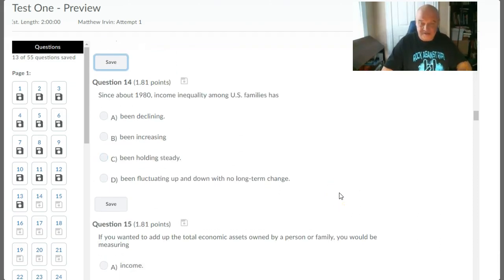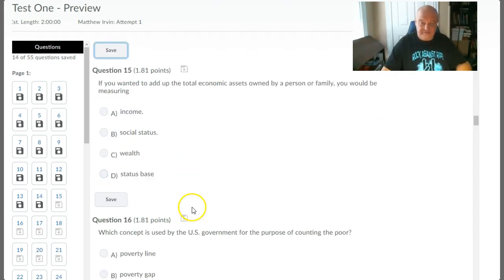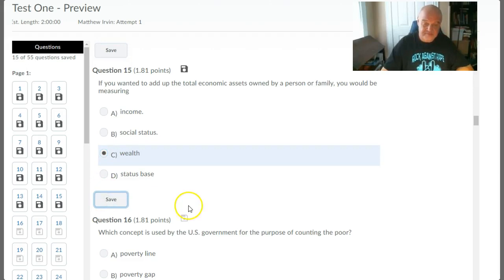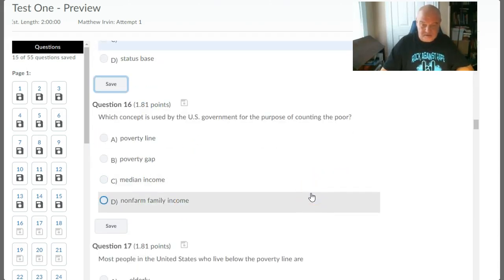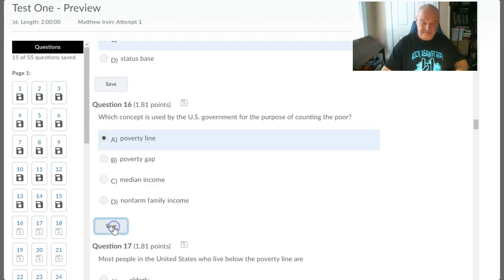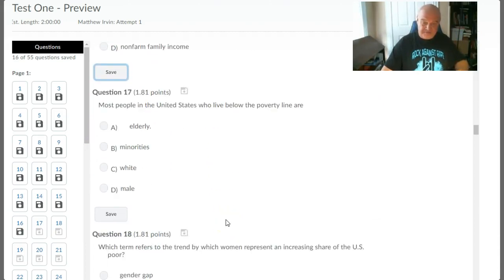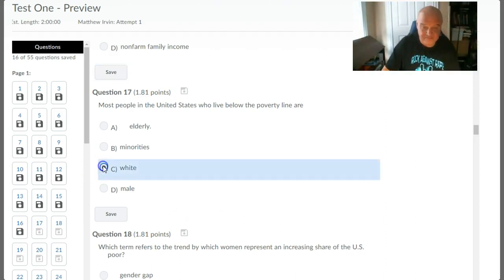Since about 1980, income inequality among U.S. families has been increasing. In fact, it's increased dramatically. Question 15. If you wanted to add up the total economic assets owned by a person or family, you would be measuring wealth. What concept is used by the U.S. government specifically for the purpose of counting the poor? That is the poverty line. Most people in the United States who live below the poverty line are white.